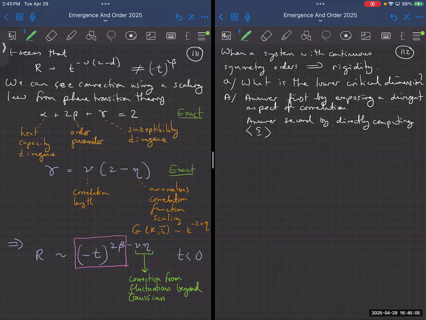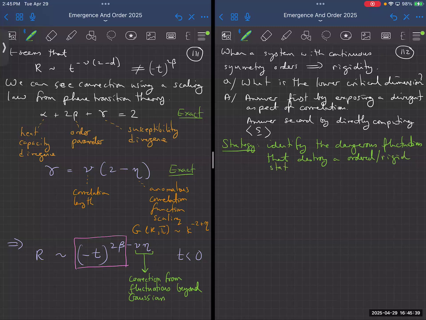So let's do the first way first, and that's going to basically tell us immediately what the lower critical dimension is. So remember what the strategy was for the lower critical dimension. The strategy is to identify the dangerous fluctuations that destroy an ordered, or in this case, a rigid state. Just as we did with the discrete symmetry, there we saw that flipping individual spins didn't make any difference, but flipping a finite fraction of the spins was a dangerous fluctuation and caused the free energy to be minimized by having a whole system full of domain walls.